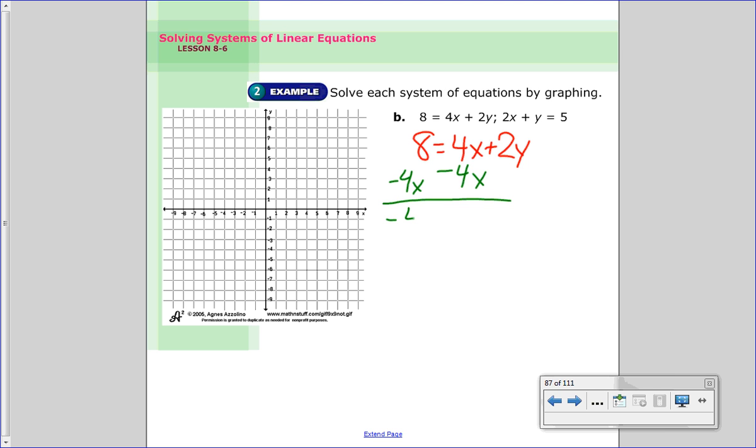And now I have negative 4x plus 8 equals 2 times y. And of course, I divide by 2 to both sides, and each thing gets divided by 2. So sometimes I like to write it as 2 different fractions. That way I remember everything gets divided. So I have negative 2 times x plus 4 equals y. So I can start with that one, start at 4, down 2 over 1.